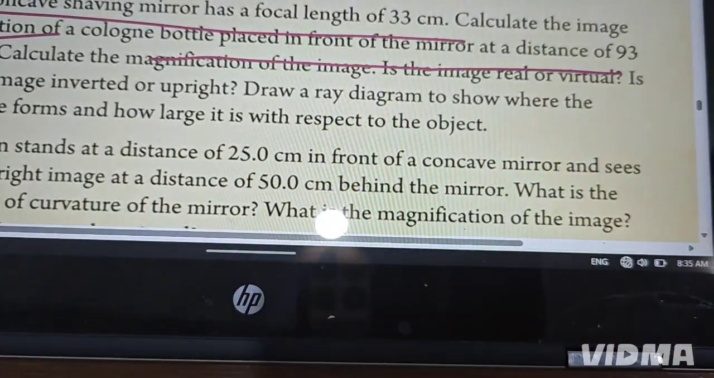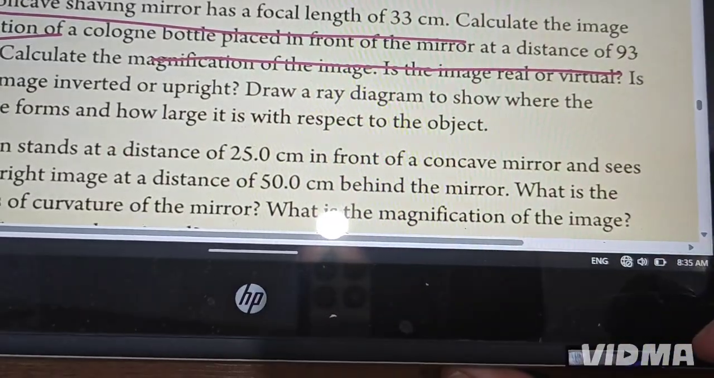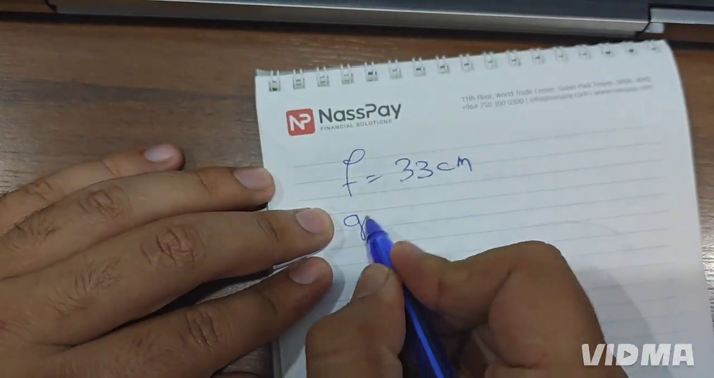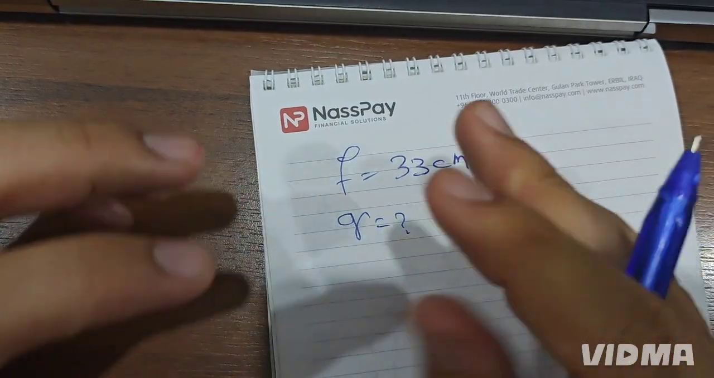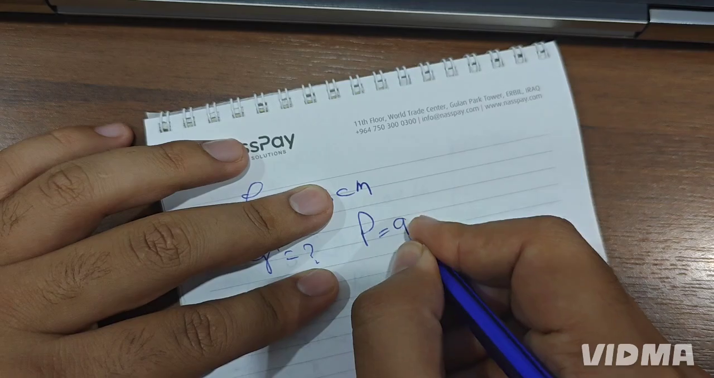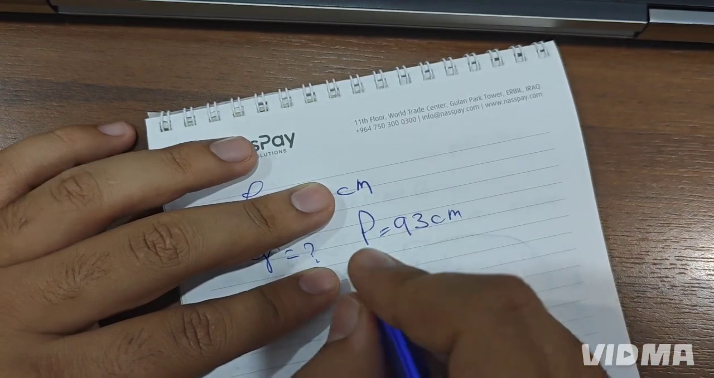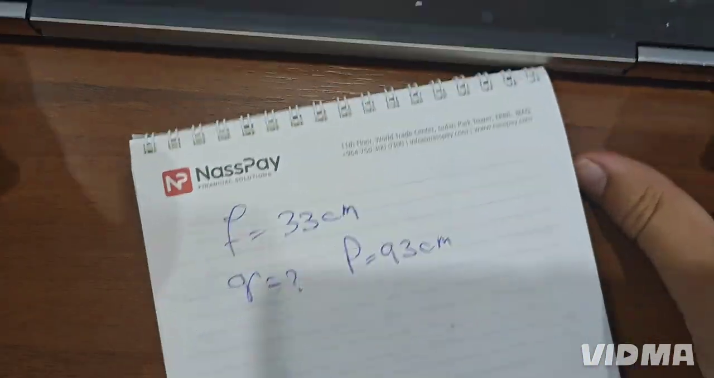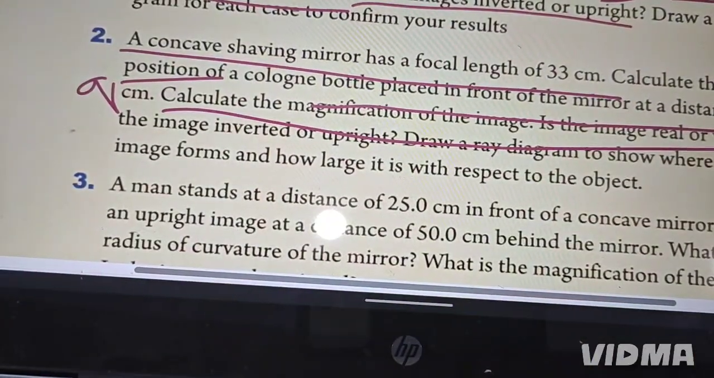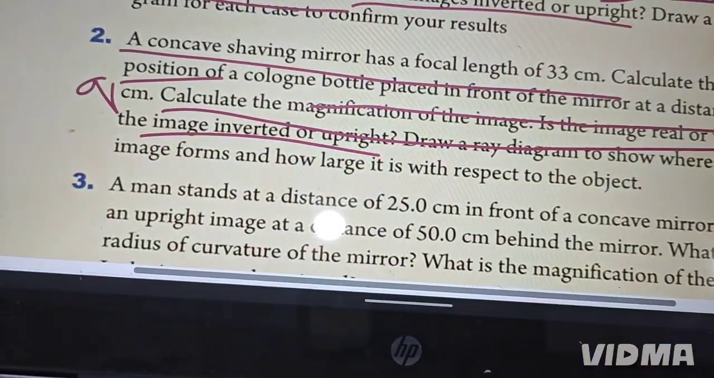So the distance is 93, which means this will be P. So here you have to find the value of Q. The distance of the bottle we are placing in front of the mirror, P, will be 93 centimeters. Calculate the magnification. Is the image real or virtual? Is the image inverted or upright?